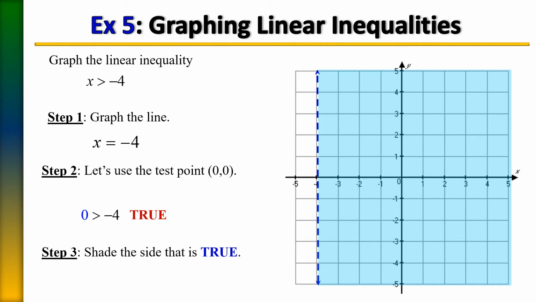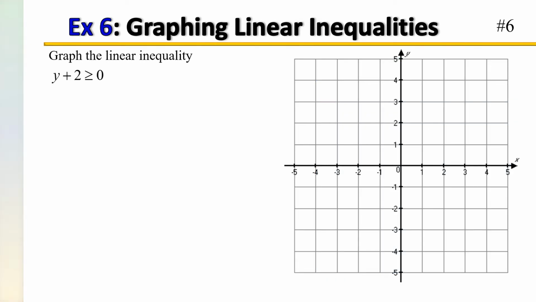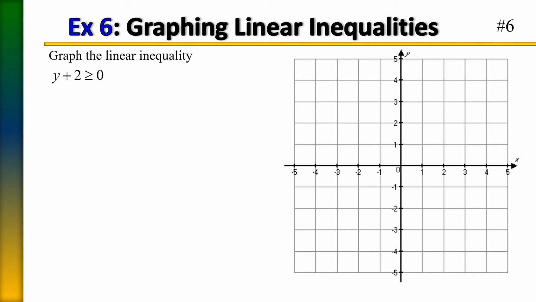Let's go ahead and do another example. In this example, we're asked to graph the linear inequality, and again, we only have one variable. However, we need to solve for that variable, get that variable by itself and our numbers on the other side. So the first thing I need to do is to subtract 2 from each side. Now that we've rewritten the equation, we can go ahead and proceed with graphing our line.